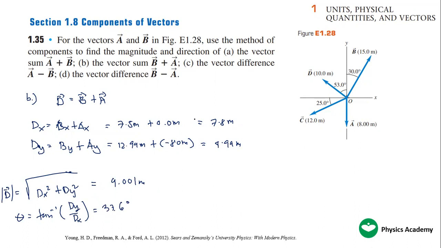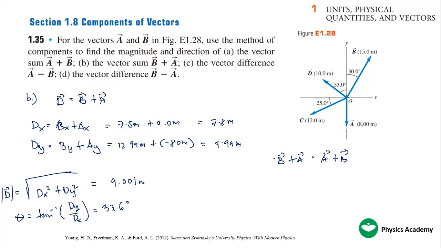Okay, the same answer for letter A, because a plus b is just equal to b plus a. So these are one of the properties of addition of vectors.